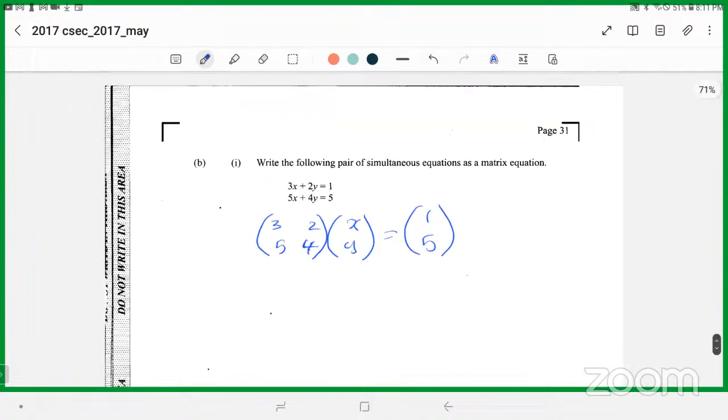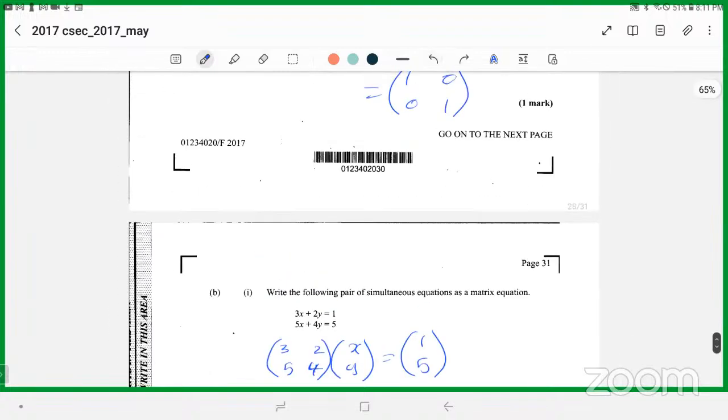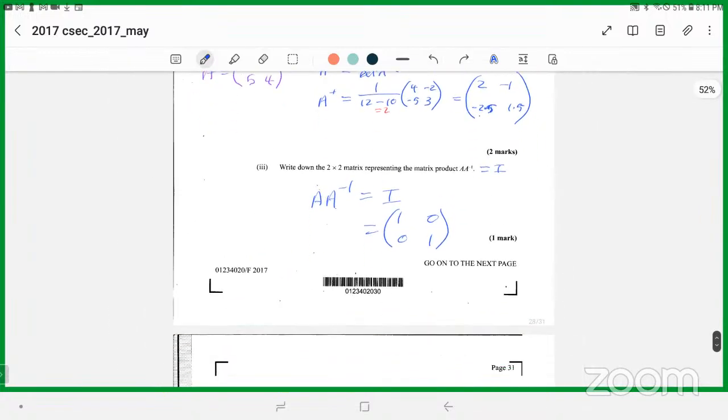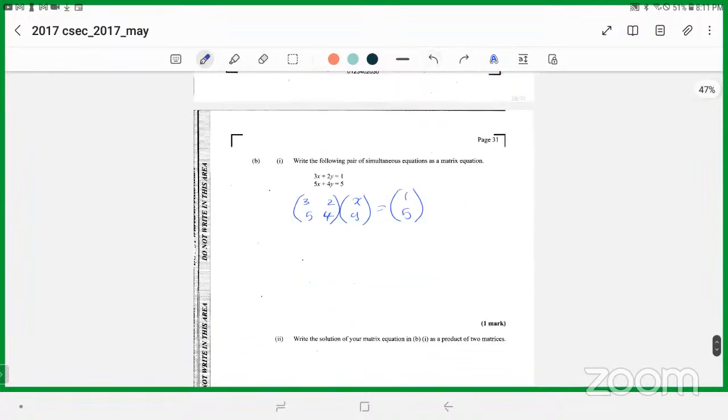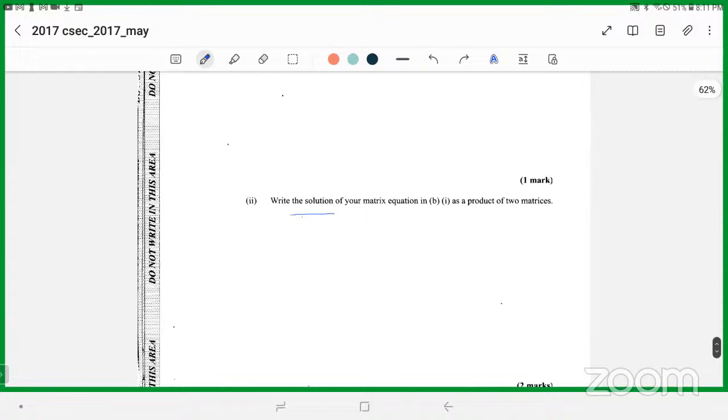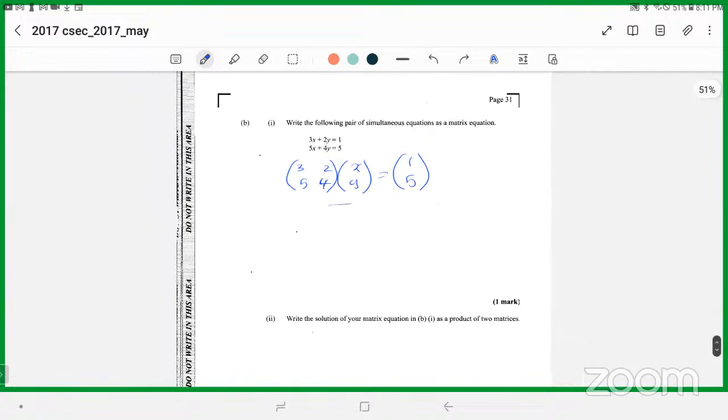All right. Is this the A matrix from up top? Let's see. Yes, it is. The same A matrix, right? Then it says, write the solution of your matrix equation as a product of 2 matrices. Now, they're asking to solve them, you know. And so, from this matrix, what happens now is that you have to take the inverse and put it in front there to make xy the subject.